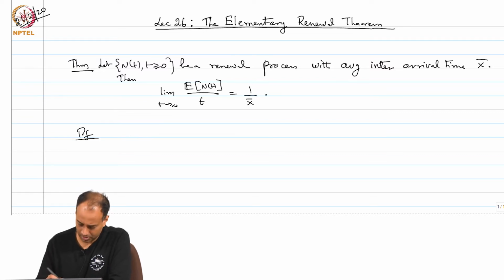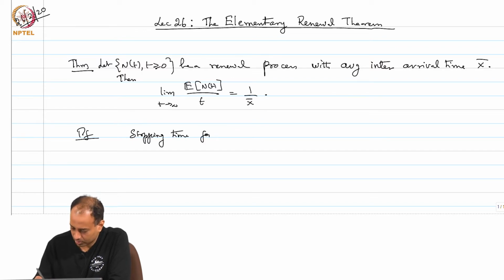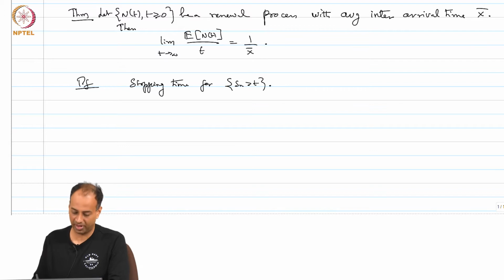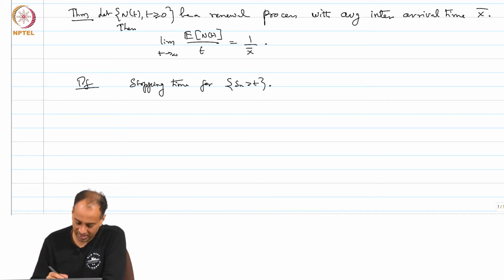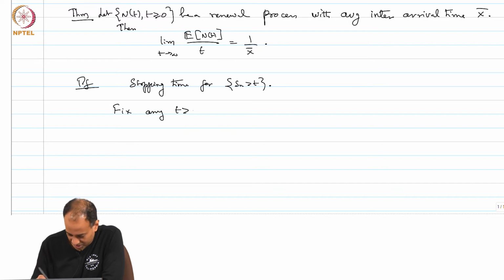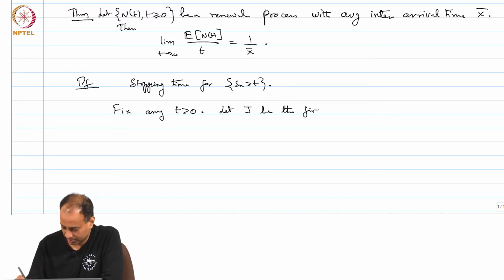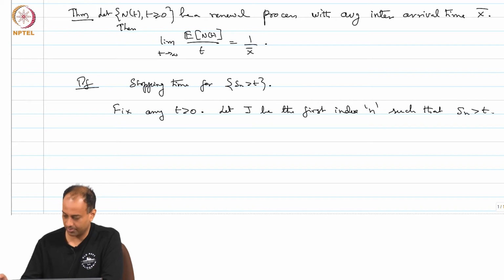Proof. So, we need a stopping time for S_n. This is what we will first define. You are basically getting these realizations of X_i's, right. When your renewal process evolves, X1, X2, X3 etcetera realize. Now, you fix a t. So, this is the first step, stopping time for S_n greater than t. Fix any t greater than 0, let J be the first index n such that S_n is bigger than t, right.